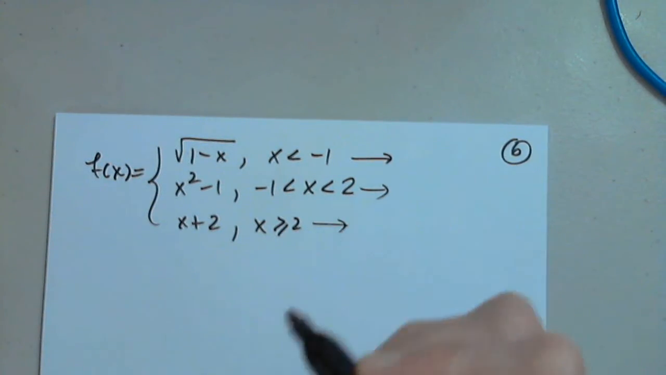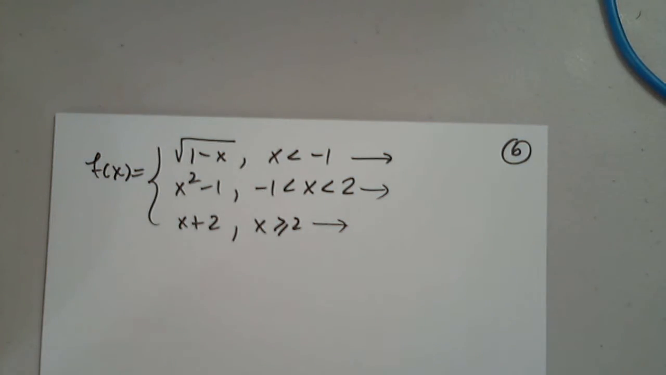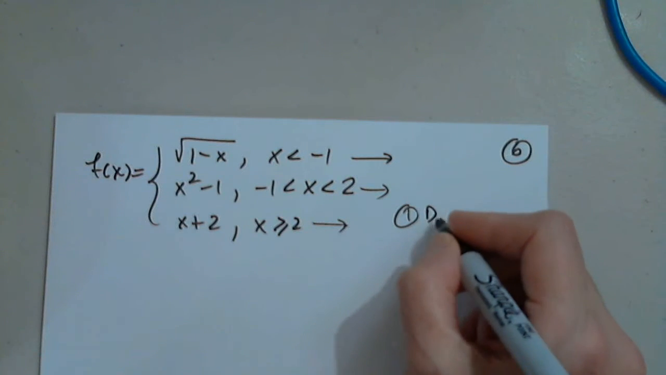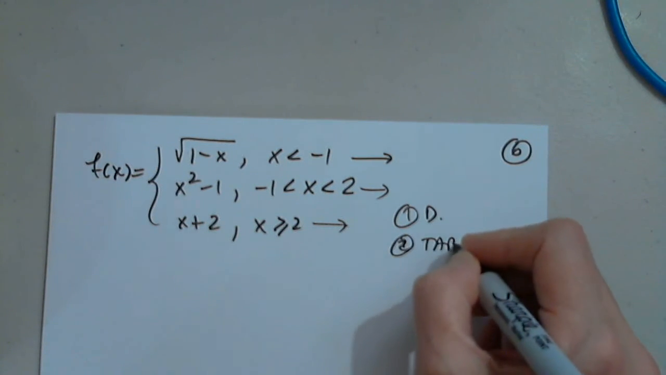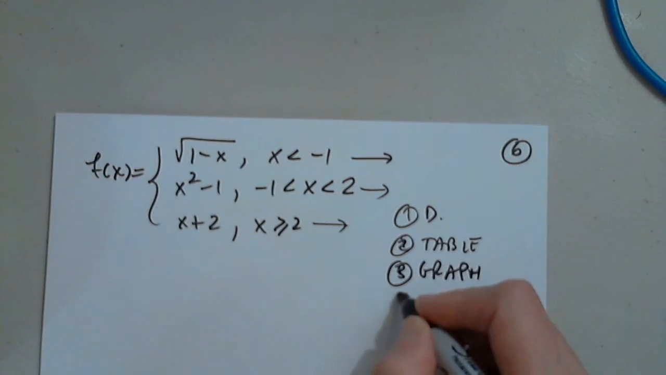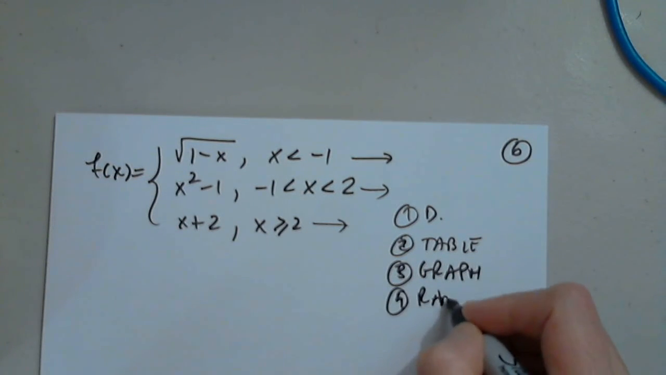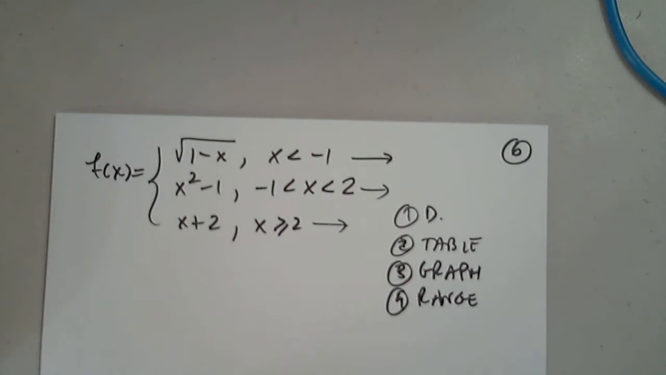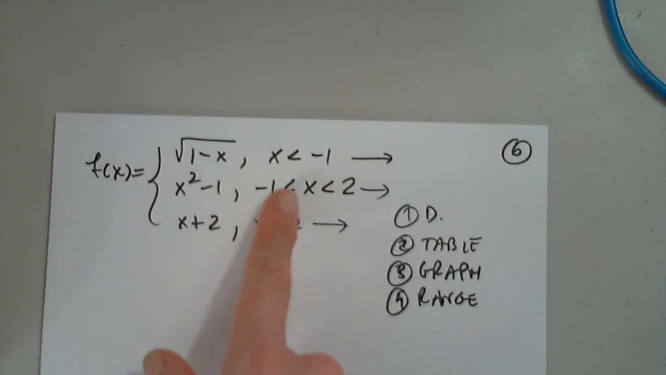Remember, we have to identify the domain. That's the first step. So normally I have to go through domain, table, graph, and number 4, range. Okay, so can anyone give us those intervals?